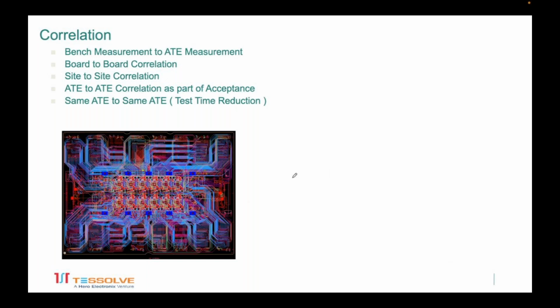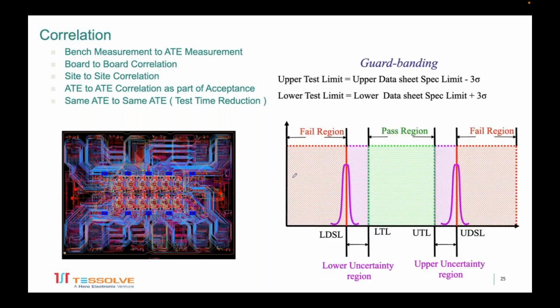Then when the volume picks up, you will not just run on one ATE, but on 3 or 4 ATEs. So ATE to ATE correlation comes into place. And over a period of time, if you do a test time reduction, again you need to redo ATE to ATE correlation. If required, for the whole yard you need to do it one more time. These all become very critical when it comes to chiplet based integration. And this I already talked about. So guard banding is very critical, so that eventually the end product behaves better.